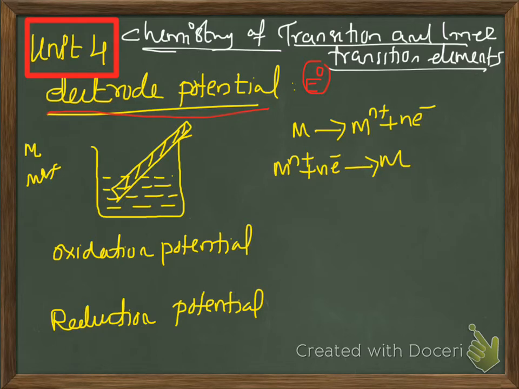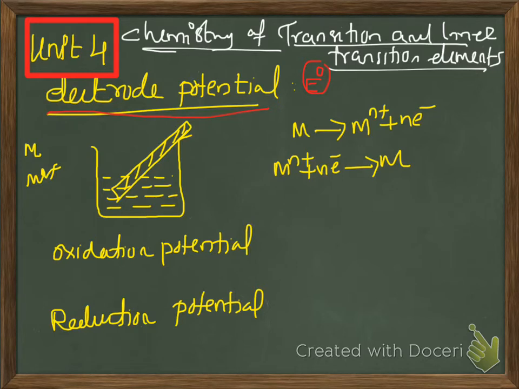This E0 should not be confused with the EMF of a cell. We are now discussing the electrode potential of a single electrode. After connecting two such electrodes, we can construct a galvanic cell, and the electrode potential difference of those two electrodes is termed EMF. That is a different concept. Now we have to see the electrode potential of a single electrode. The definition I have already mentioned.